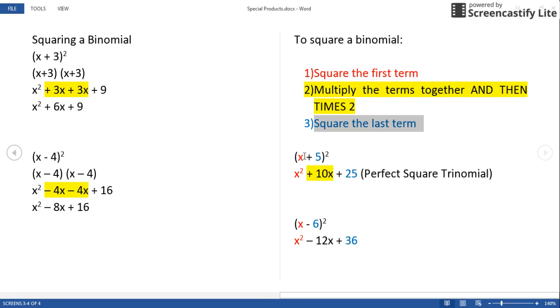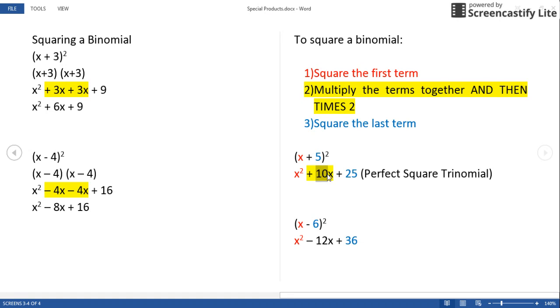So the way that'll look, take the first one and square it. That makes x squared. Multiply these together, that's 5x. Then times 2 makes 10x. And square the last one to get 25. Our answer is called a perfect square trinomial. Remember that trinomials have three terms. To be a perfect square trinomial, we have to have a square on both the front and the back. There should be a positive at the back because when you square this last number, no matter what it is, you end up with a positive result.